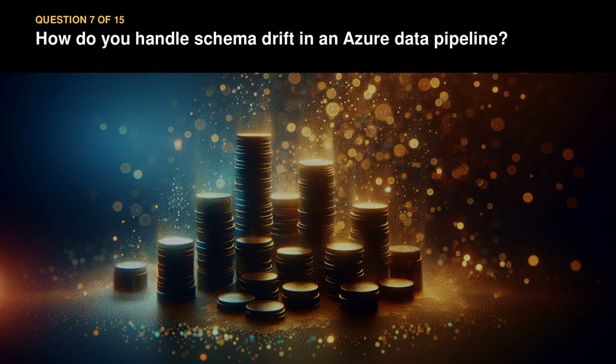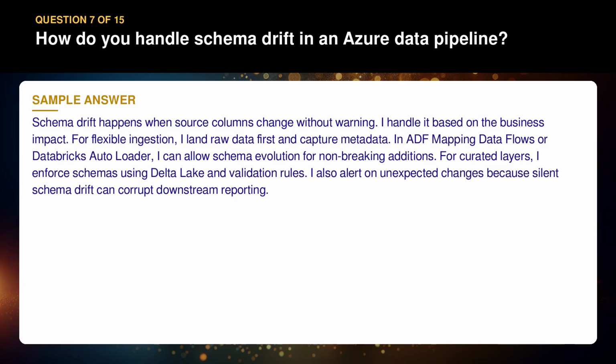Question 7. How do you handle schema drift in an Azure data pipeline? Schema drift happens when source columns change without warning. I handle it based on the business impact. For flexible ingestion, I land raw data first and capture metadata. In ADF mapping data flows or Databricks Auto Loader, I can allow schema evolution for non-breaking additions. For curated layers, I enforce schemas using Delta Lake and validation rules. I also alert on unexpected changes because silent schema drift can corrupt downstream reporting.